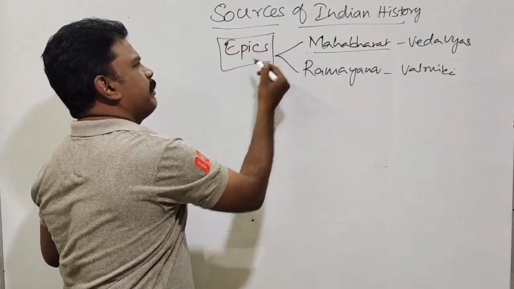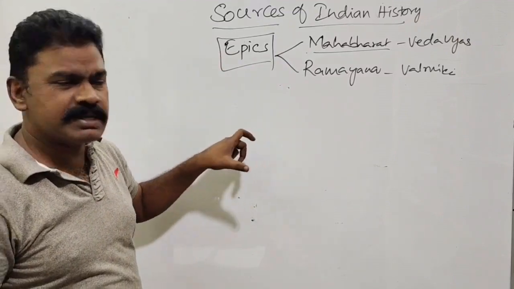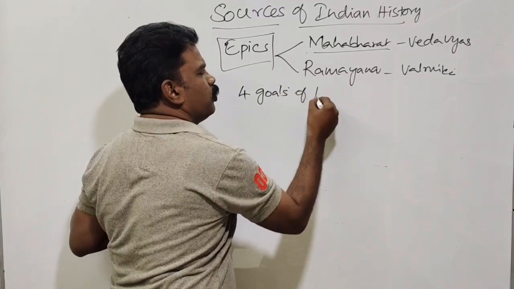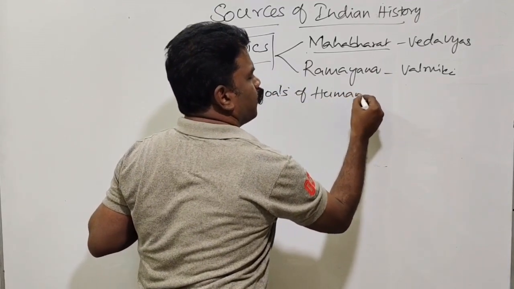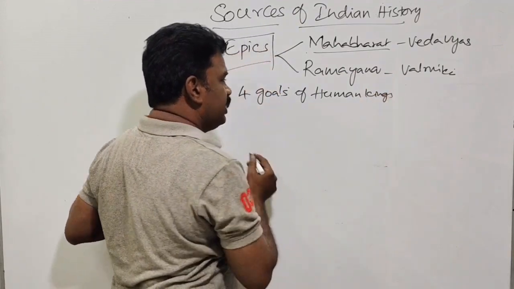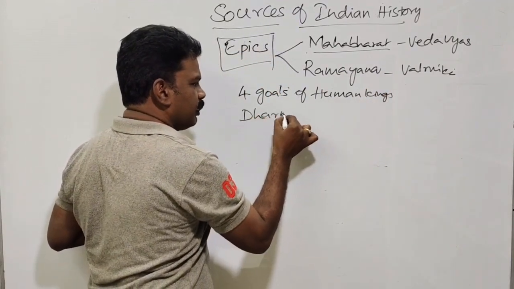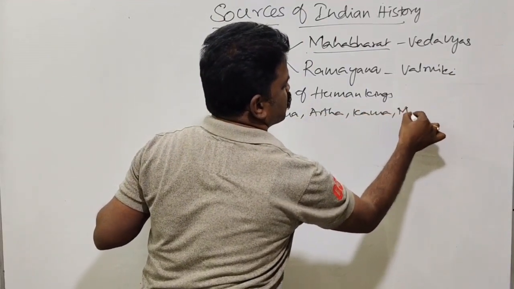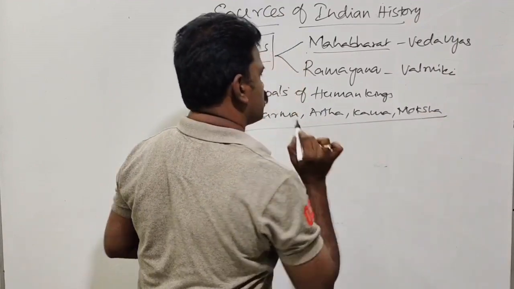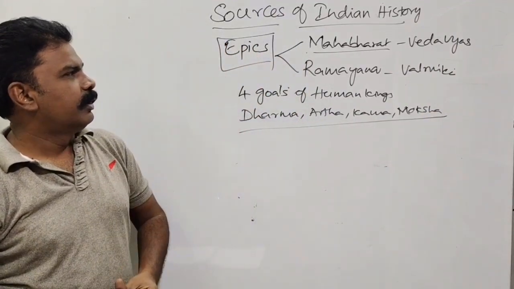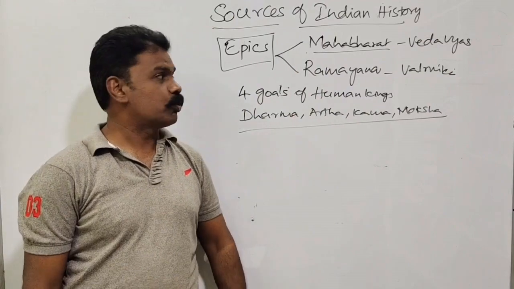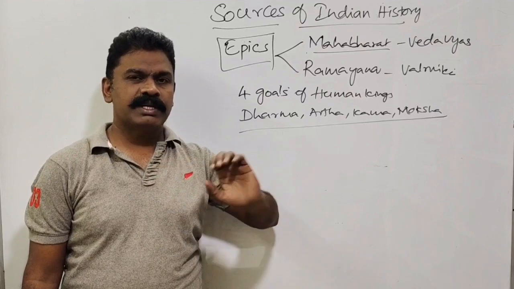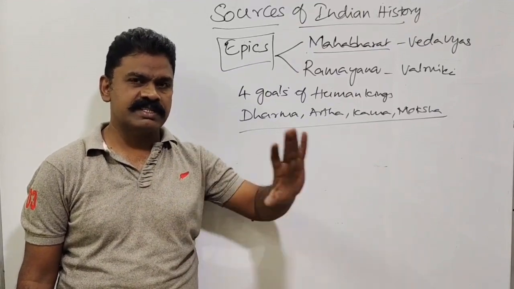What is the importance of the epics? The main importance of the epics is to achieve the 4 goals of humankind. These 4 goals are dharma, artha, kama, moksha. So we are knowing these 4 goals. And Mahabharata speaks about the contemporary period's political system, economical system, social system, cultural system, religious system, everything.